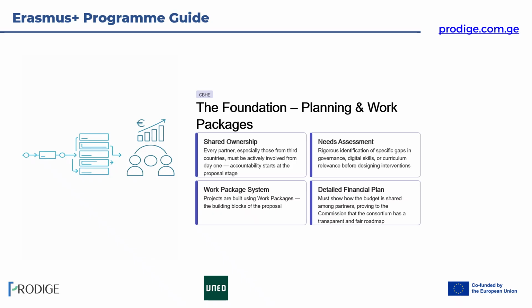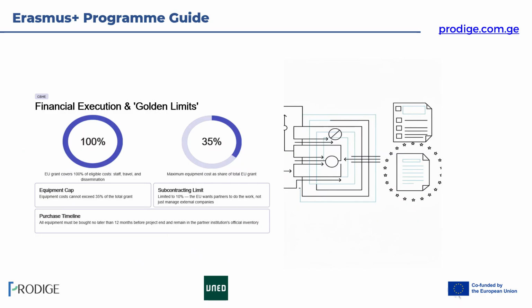When you draft your application, you must provide a detailed financial plan showing how the budget is shared among partners. This level of detail proves to the Commission that your consortium has a transparent and fair roadmap. Regarding the budget, the program is generous but strict, covering 100% of eligible costs, including staff, travel, and dissemination. However, you must remember the golden limits: equipment costs cannot exceed 35% of the total grant. Subcontracting, limited to 10%. The EU wants the partners to do the work, not just manage external companies.